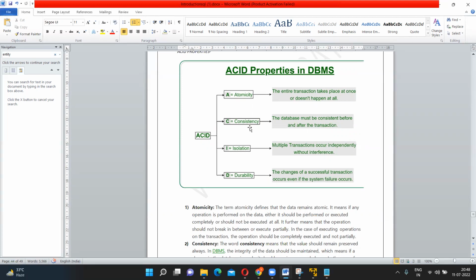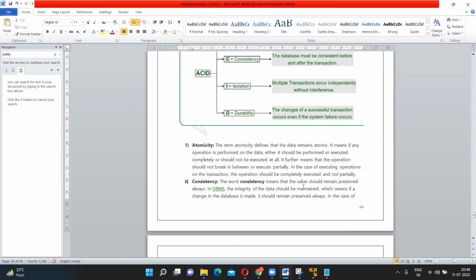Consistency, I told you there is something called an integrity relationship between two tables. That is nothing but consistency. The word consistency means that the value should remain preserved always, and in DBMS, the integrity of data should always be maintained.